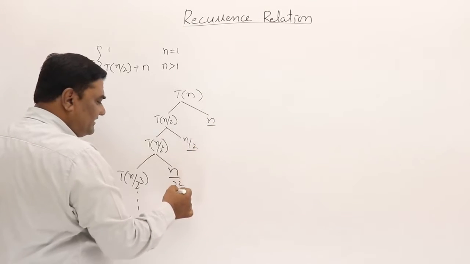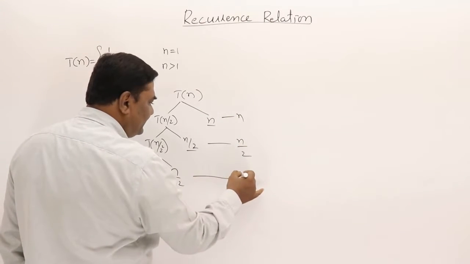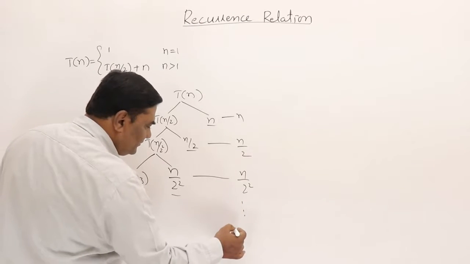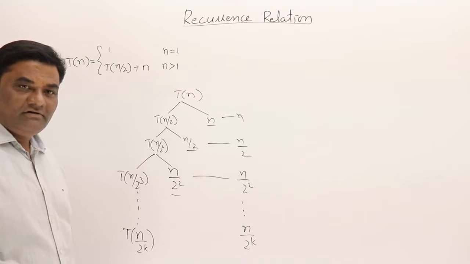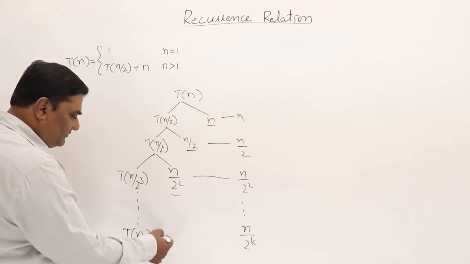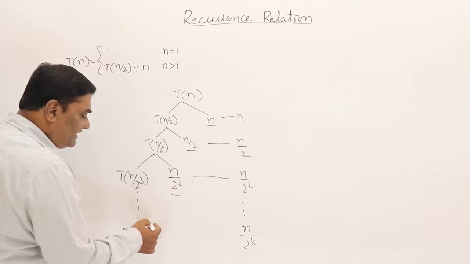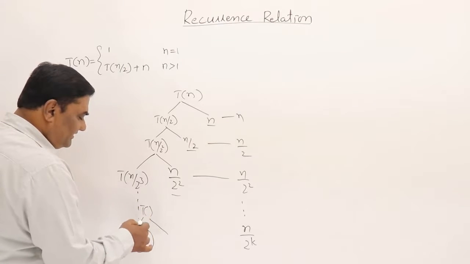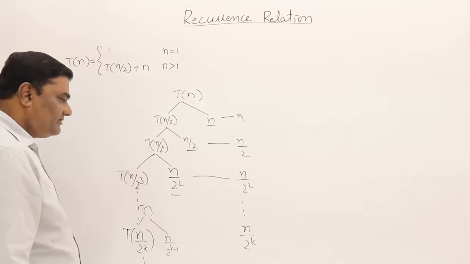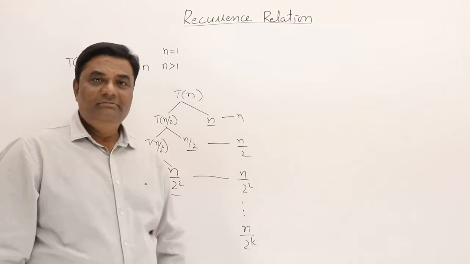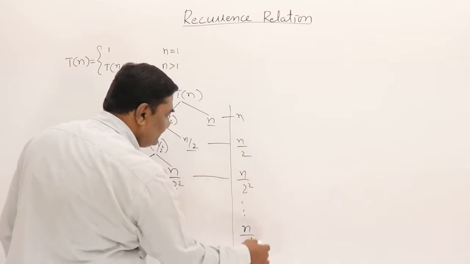If I take these times and add them in each step, it will be n, then n/2, n/2², and goes on to n/2^k. See, the last step will be n/2^k. This is n³ and this is n². So the last will be 2^(k-1). So for this some function will be there, and it will be n/2^(k-1). And when it is n/2^k, it stops. So approximately I am taking it till n/2^k or k-1 also I can take it. Now let me add all these to get the answer.